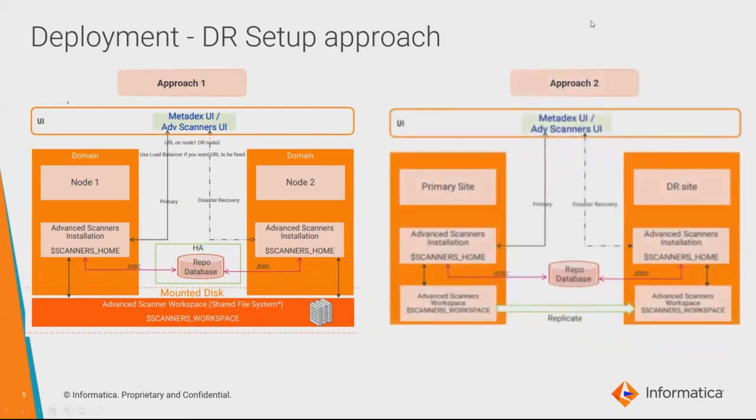Now this approach 2 is no different than approach 1, except for the fact that, if you do not have a shared or mounted file system which is accessible to both nodes, then you could simply do a file replication from the primary node to the DR node. As I mentioned, we do have a KB article in the reference slide in this section, so do refer to the article if you want to set this up, for more details.